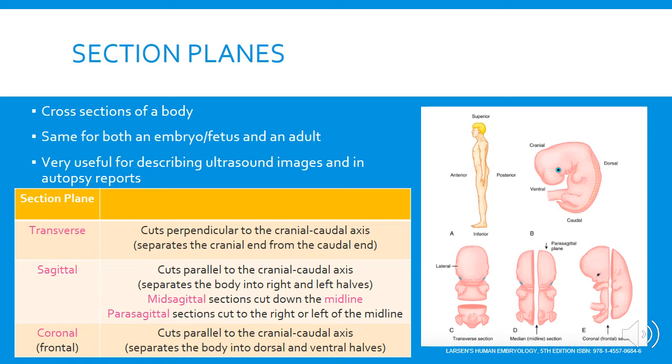The last section plane is the coronal, or sometimes frontal plane. Again, this is going to cut parallel to the cranial caudal axis, but instead of separating left and right, this one separates front and back, or dorsal ventral.